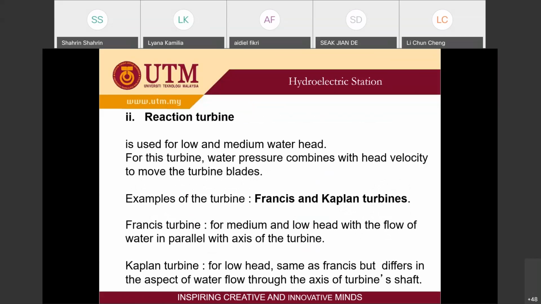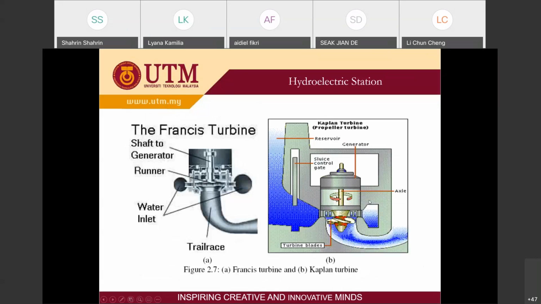The second is the reaction turbine, and it is used for low and medium water head. Examples of this turbine are what we call the Francis and Kaplan turbines. This is what we call the Francis. A is a Francis and B is a Kaplan.